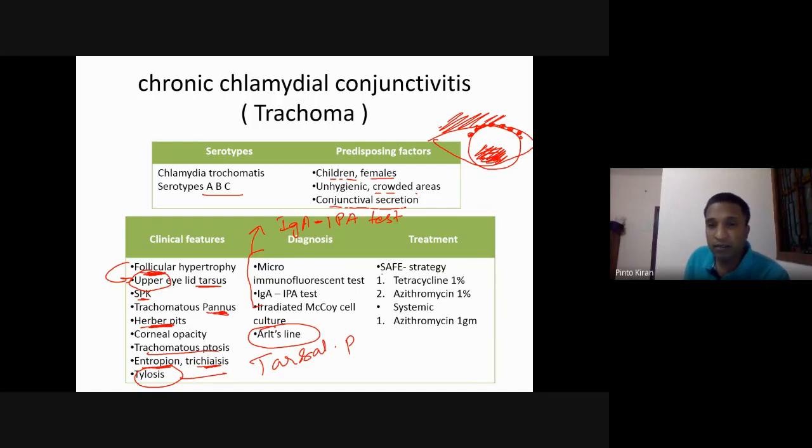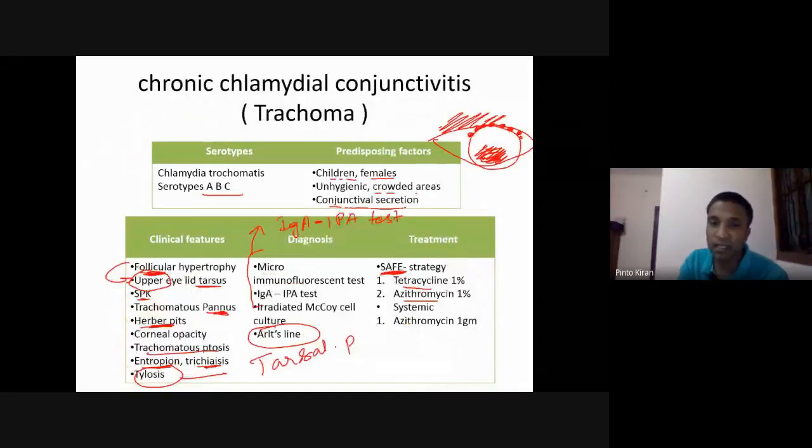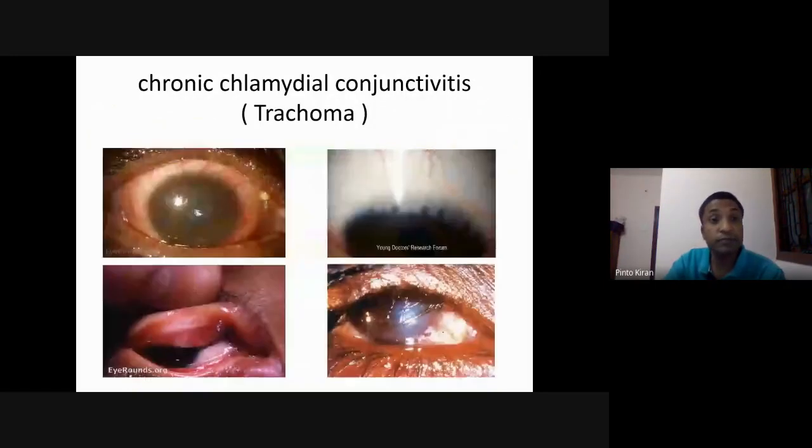And what is the treatment? We all know it's the SAFE strategy that is suggested by the WHO. And what are the medications used in a case of trachoma? Tetracycline, azithromycin. Again, similar to the previous one. Whether it is a chronic form or acute form, we use the same. Tetracycline, azithromycin, and systemically, azithromycin needs to be used.